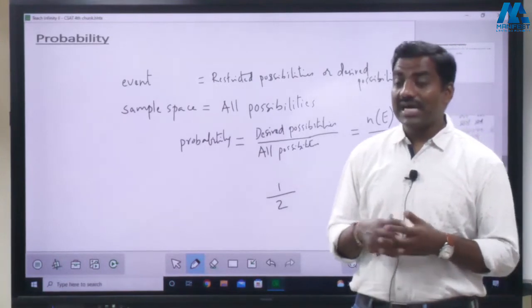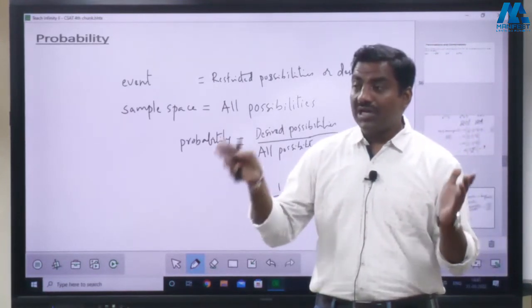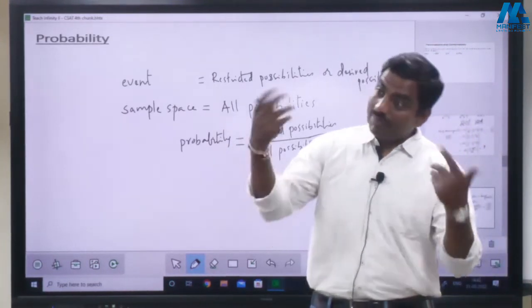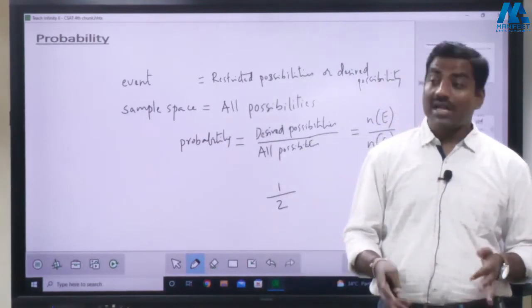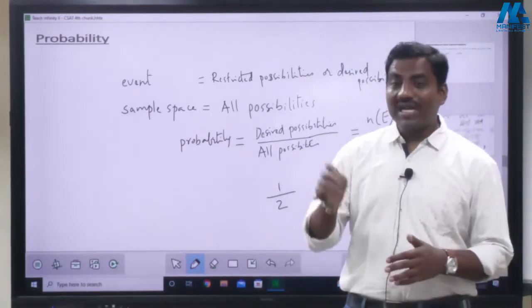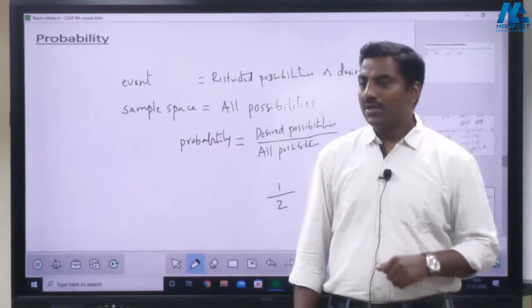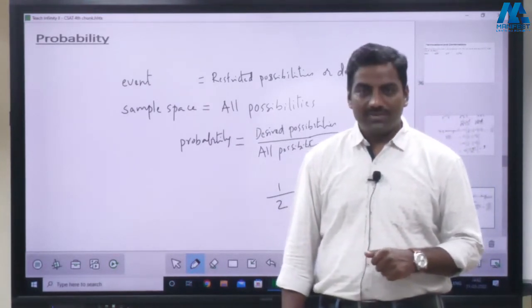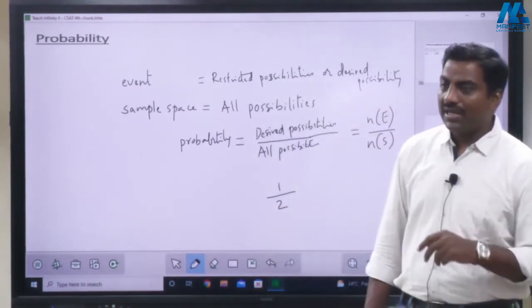Yes, there are chances that in an examination hall, 25 persons are there. All of them might clear, or none of them might clear. But on an average, the probability is what? 8%. Yeah, 2 out of 25 can clear.